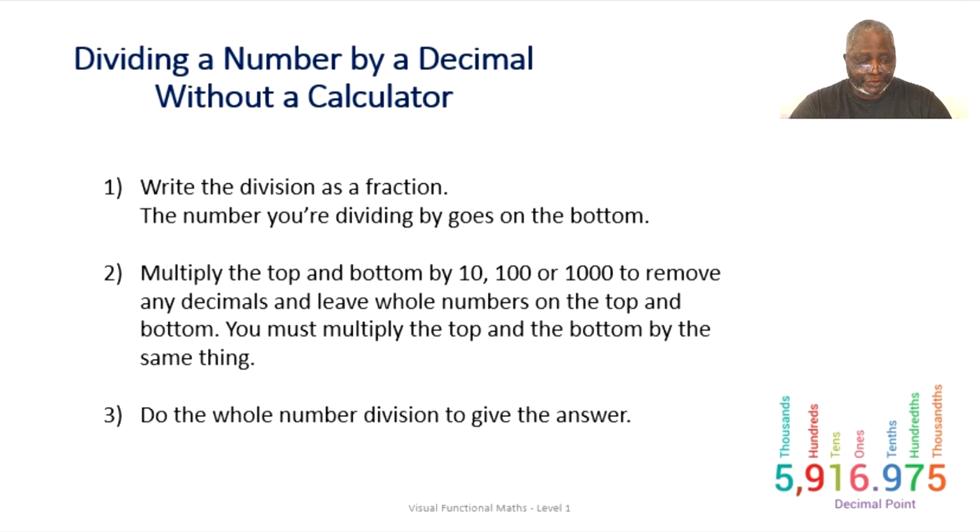Write the division as a fraction. The number you're dividing by goes on the bottom. Multiply the top and bottom by 10 or 100 or 1,000 to remove any decimals and leave the whole number on the top and bottom. You must multiply the top and the bottom by the same thing. Do the whole number division to give the answer. Now, what does that mean? Let's look at an example to understand that better.